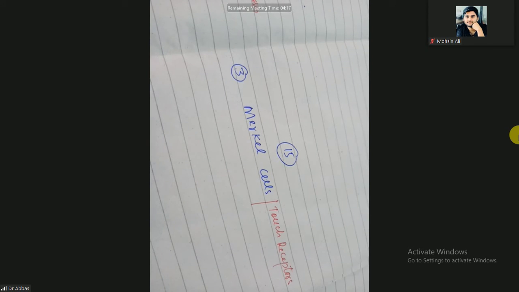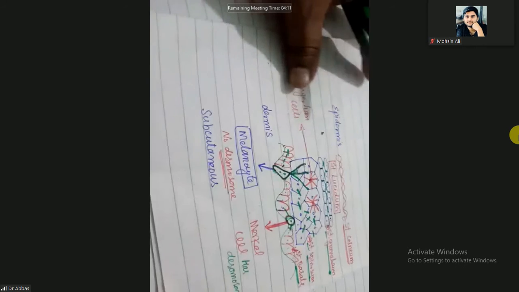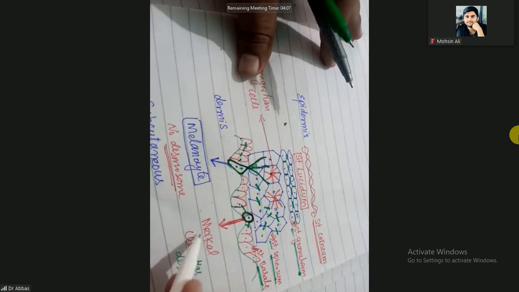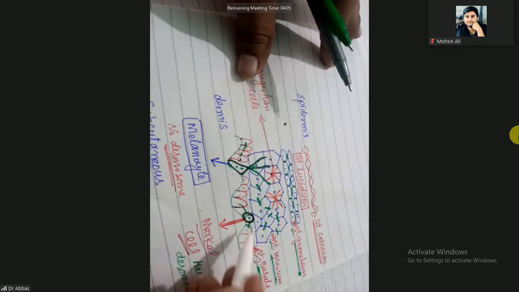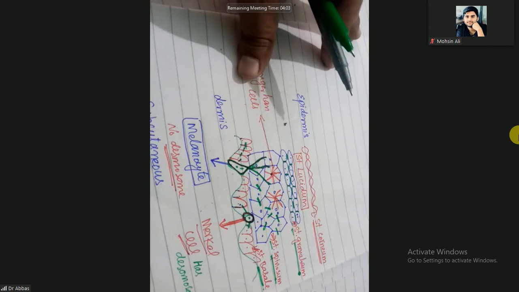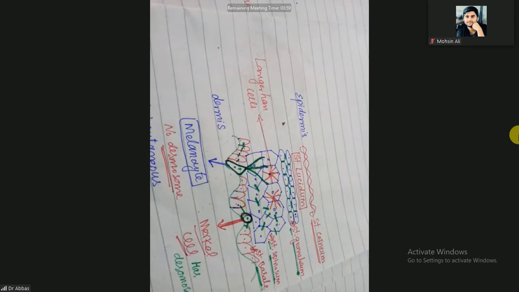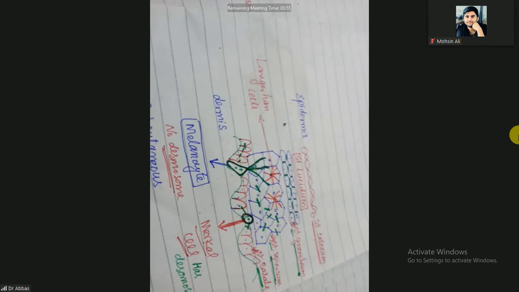I want to show you a diagram. These cells are present in the stratum basale. Look here, these are the Merkel cells. Merkel cells are the touch receptors. They are present in the epidermis, especially in the stratum basale. Clear? So have a 10-minute break, then we will continue from the Merkel cells.